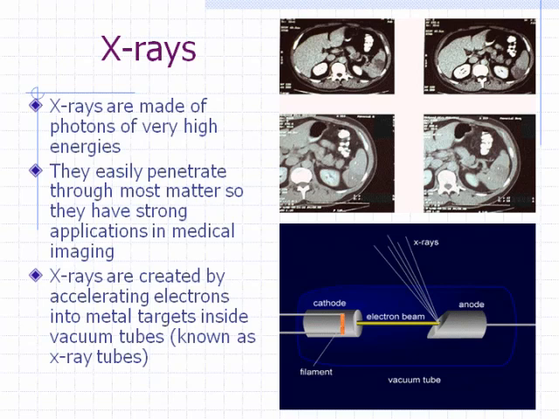X-ray. Now we're at the second shortest wavelength, the second highest frequency of the electromagnetic waves in the electromagnetic spectrum. And again, X-rays are made of very high energy photons, easily penetrate through most matter, so they're very nice for creating images.